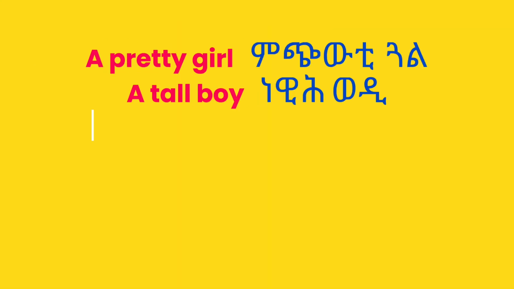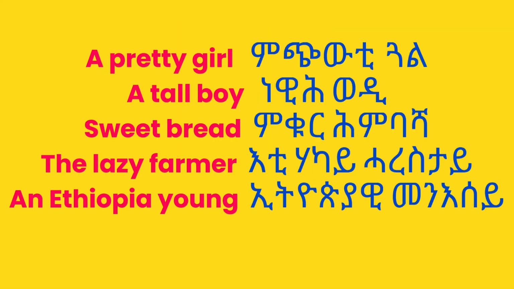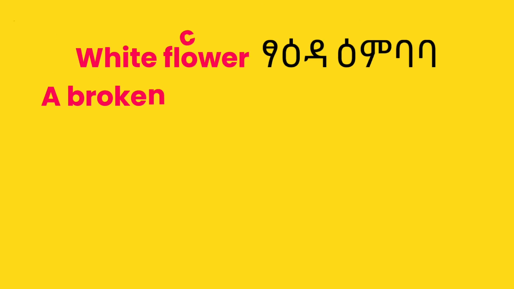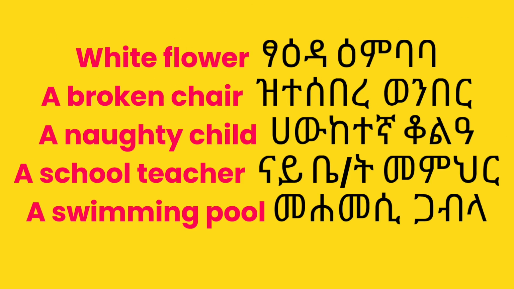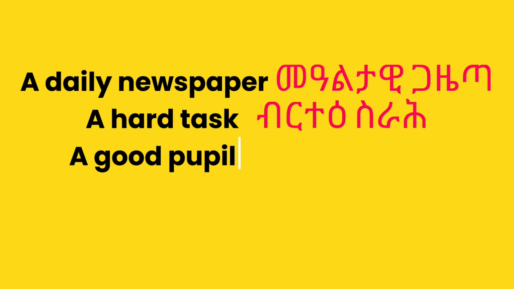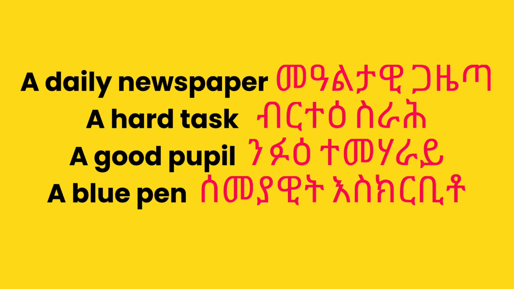A good boy, a big fish, cold weather, long hair, a dishonest man, a steep hill. A pretty girl. A tall boy. Sweet bread. The lazy farmer. An Ethiopian young. White flower. A broken chair. A naughty child. A school teacher. A swimming pool. A daily newspaper. A hard task. A good pupil. A blue pen.